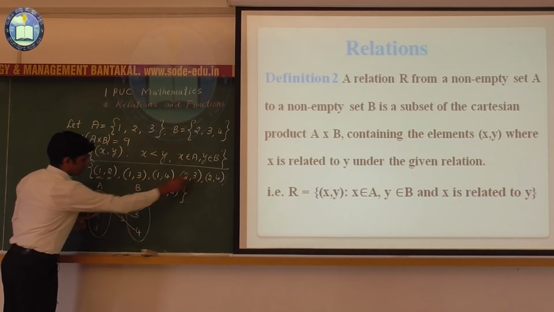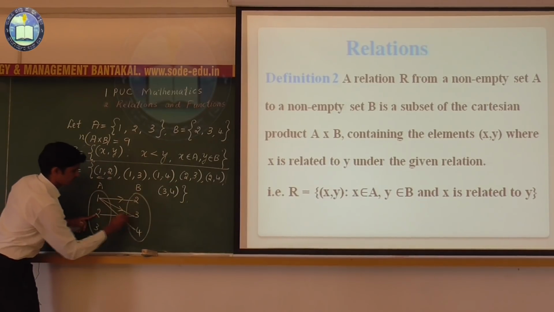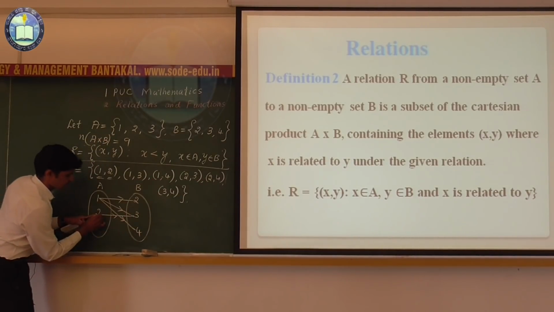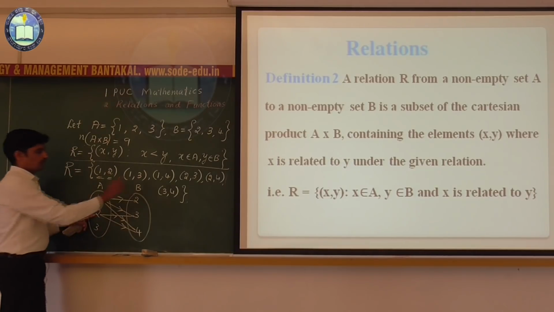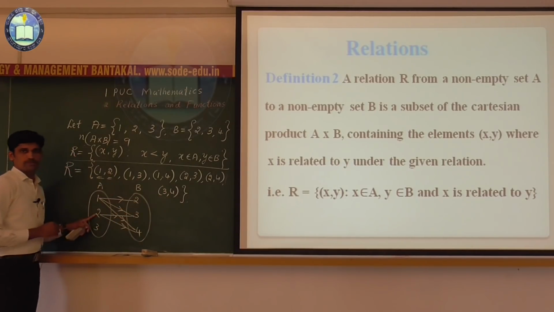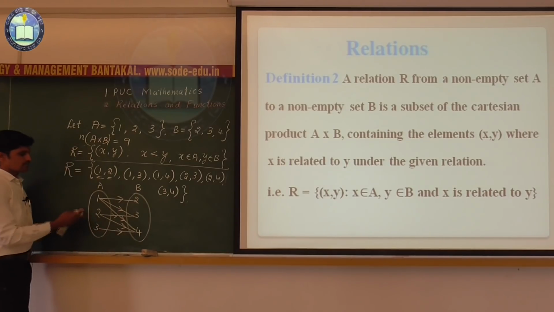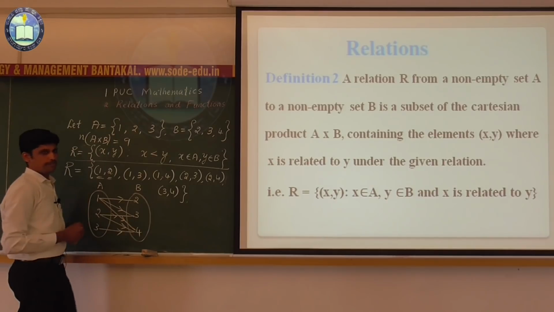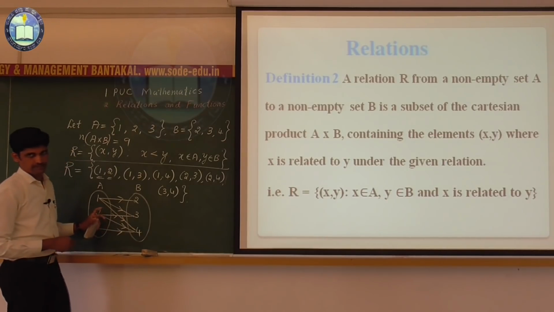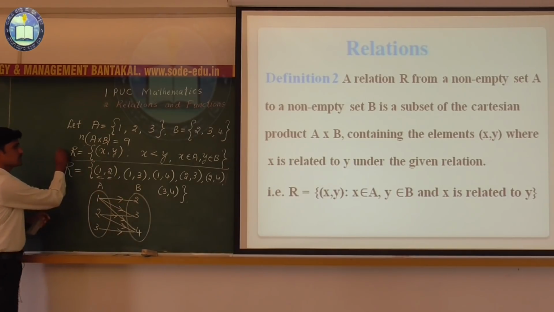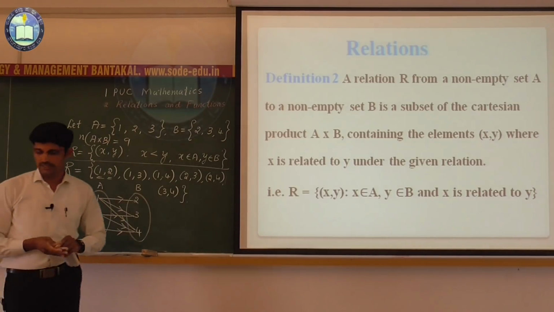2 is related to 3 because 2 is less than 3. 2 is also related to 4 because 2 is less than 4. And 3 is related to 4 because 3 is less than 4. So this way of representing the relation is called arrow diagram method. Arrow diagram represents the same relation. So this is a set builder method, this is a roster method, and this is arrow diagram representing the same relation.